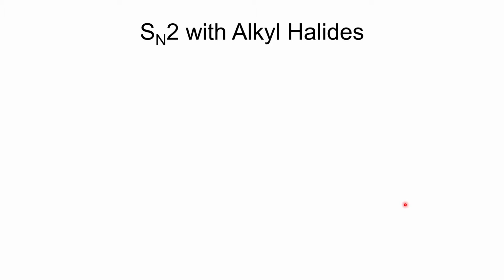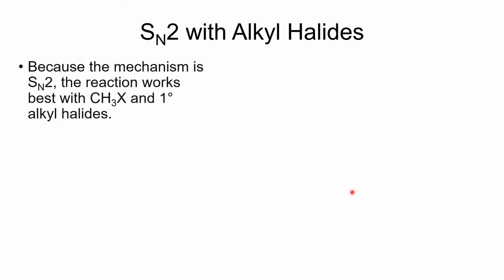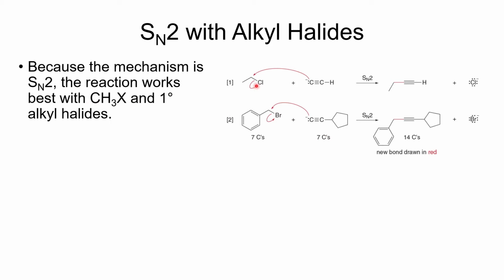Now, just a word or two about SN2. As you remember, SN2 tends to work best with less substituted alkyl halides. And so it tends to work best with either methyl, the methyl alkyl halide, like methyl bromide or something, or a primary alkyl halide. So here we've got a primary alkyl halide. This one is chloroethane, and we can make a 4-carbon chain. So here we've got a 2-carbon chain, a 2-carbon chain, and the product has a 4-carbon chain.